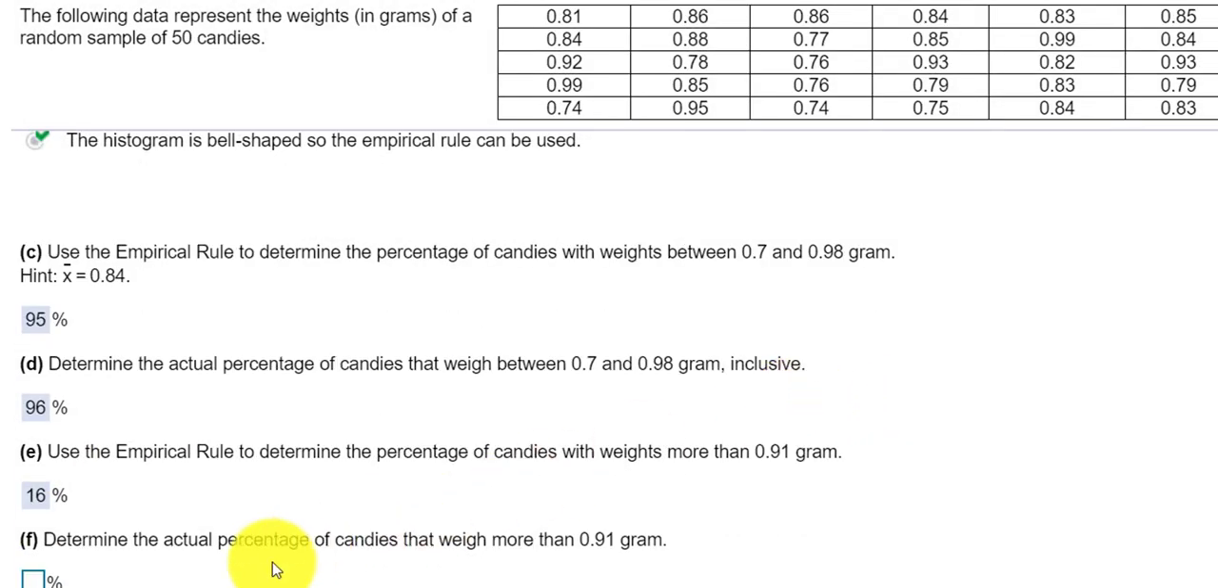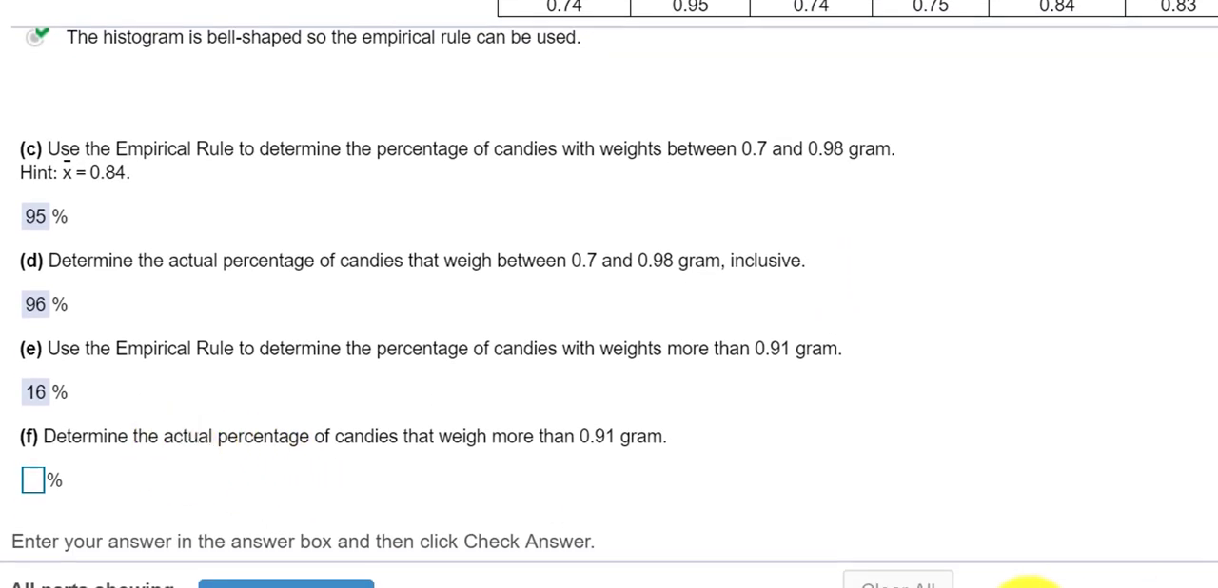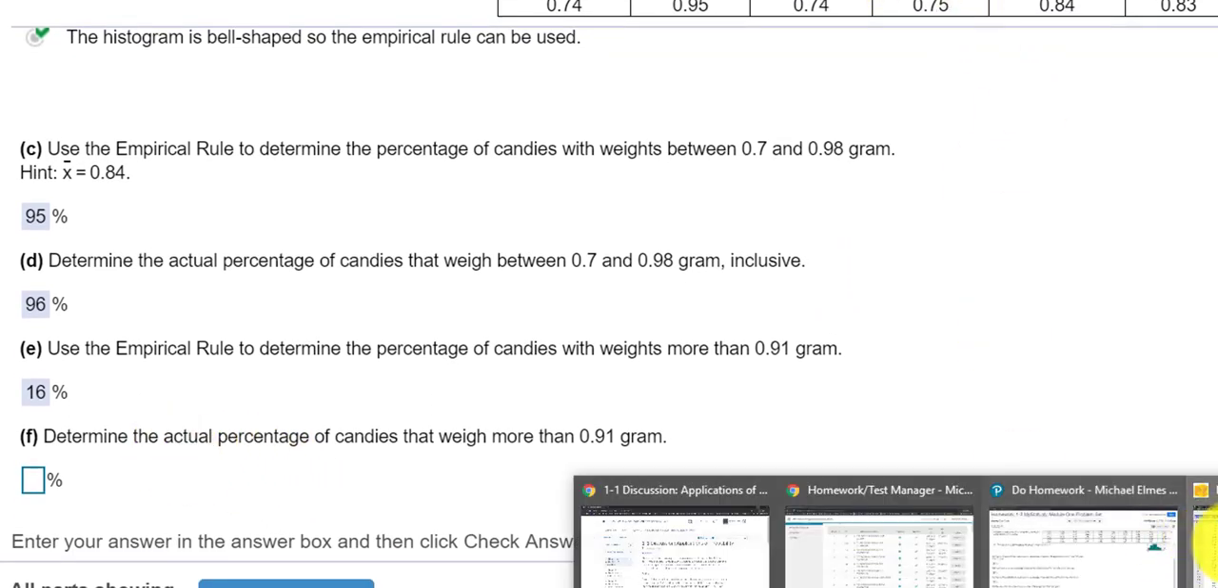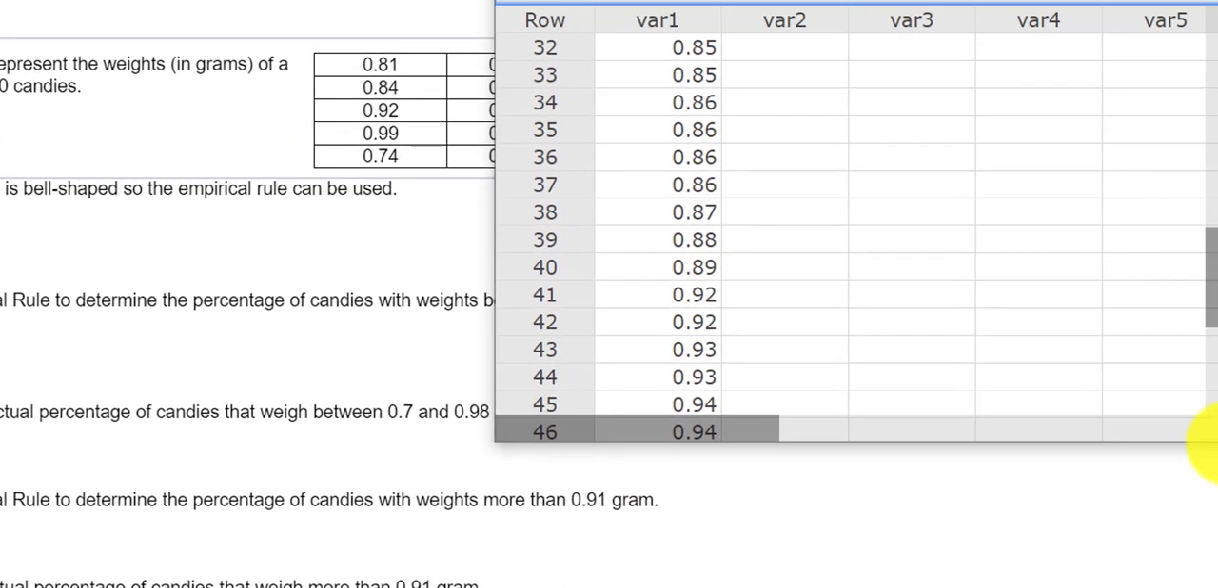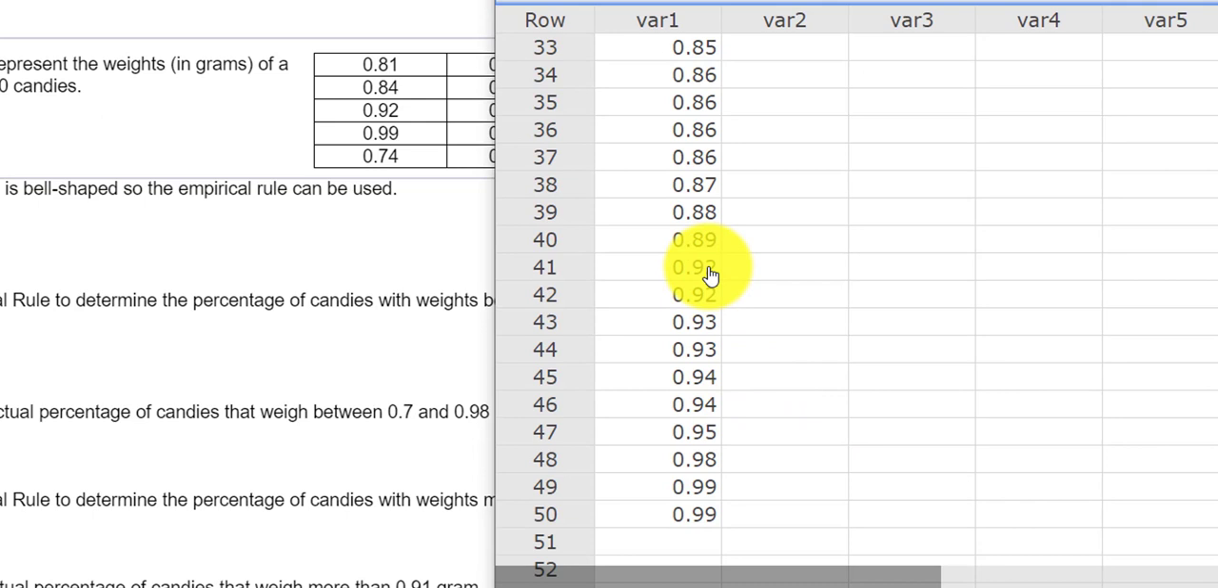And then it says, now give me the actual percent. So the actual means I have to look at my raw data from this table, which we have in StatCrunch. And I want to know how many of these are greater than 0.91. So it looks like if I have 50 candies, basically from here to here, from 41 to 50. So it looks like this would be 10 candies. If you were to count, 1, 2, 3, 4, 5, 6, 7, 8, 9, 10. So 10 values have a weight that's greater than 0.91 grams.